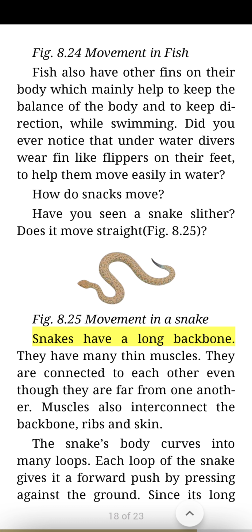Snakes have a long backbone. They have many thin muscles. They are connected to each other even though they are far from one another. Muscles also interconnect the backbone, ribs and skin. The snake's body curves into many loops. Each loop of the snake gives it a forward push by pressing against the ground. Since its long body makes many loops and each loop gives it this push, the snake moves forward very fast and not in a straight line.